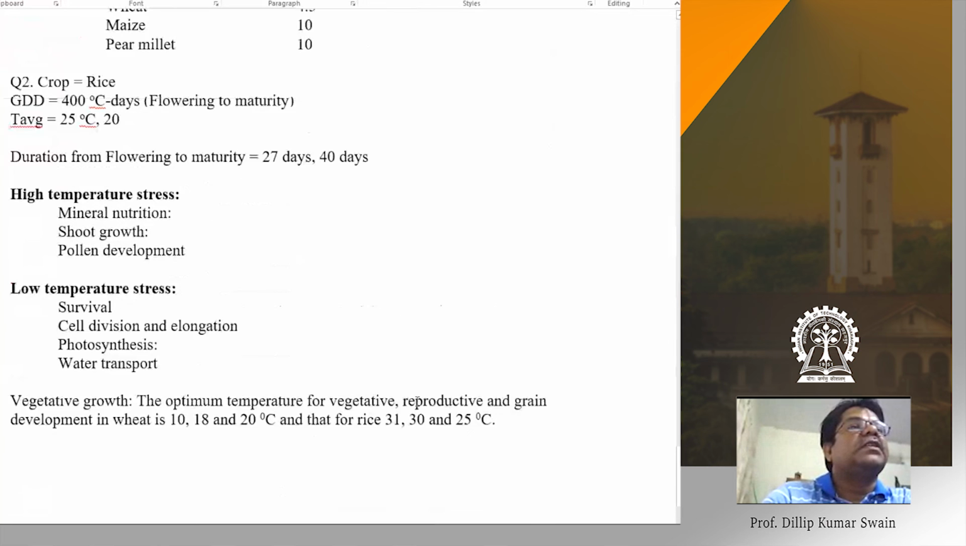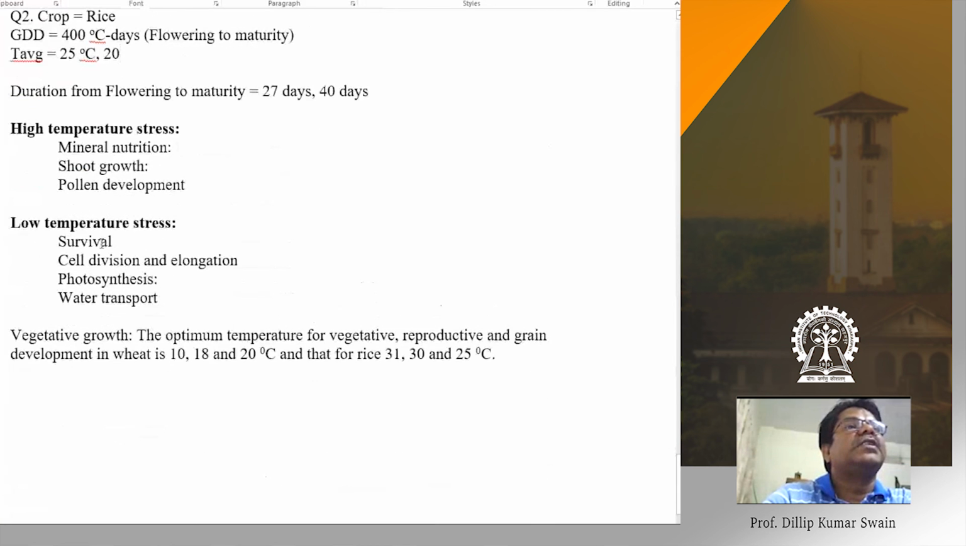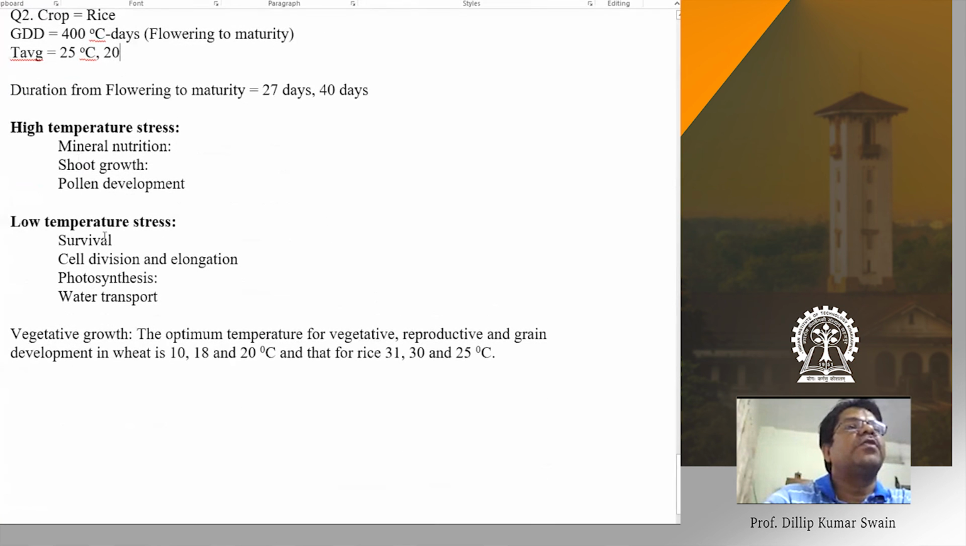Okay, this is all you can see. There is a high temperature stress condition, and the low temperature stress condition. Both have adverse effects on crop production. High temperature affects pollen development and mineral nutrition uptake, and shoot growth is also affected. With low temperature, there is a survival problem, photosynthesis is also a problem, and water transport is a problem. With very low temperature, cell division and elongation also get affected.